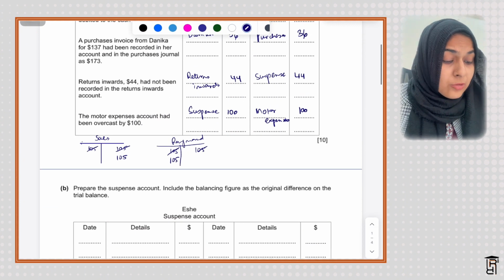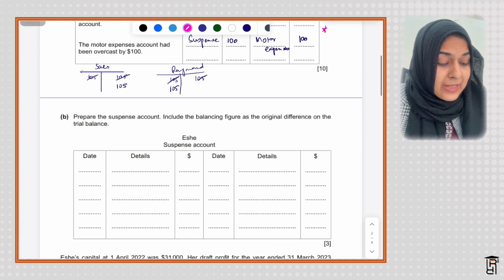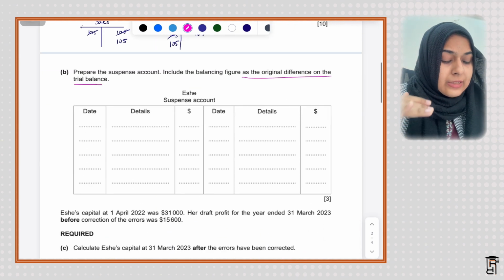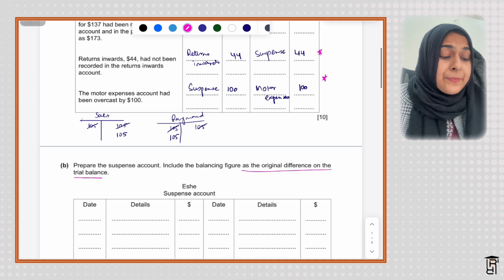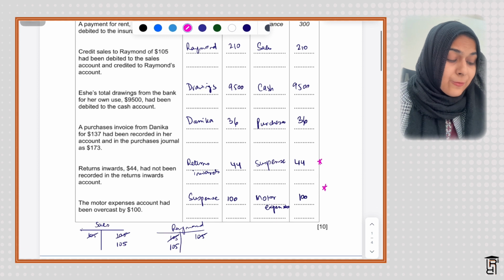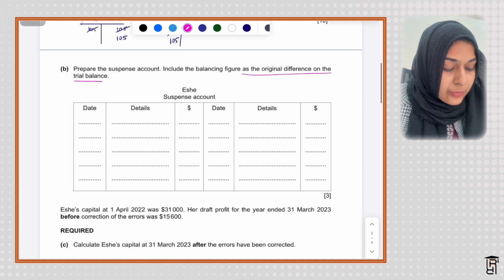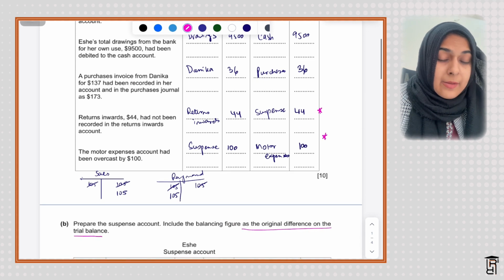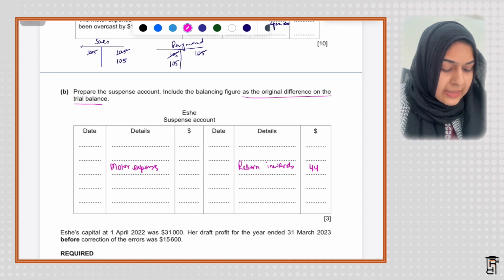In the next part they're asking you to make the suspense account. So we don't know the original difference in trial balance because we have to find this through the suspense account. So we can do this. We leave one line to actually show the difference in the trial balance after we put all the entries of suspense. So if you see the fifth entry in which we have suspense, return inwards debit 44, suspense credit 44. Suspense is coming on the credit side, so I write here return inwards. I write here 44. In the last entry, suspense is coming on the debit side, and against that we have motor expenses. So you write here motor expenses and you write here 100.